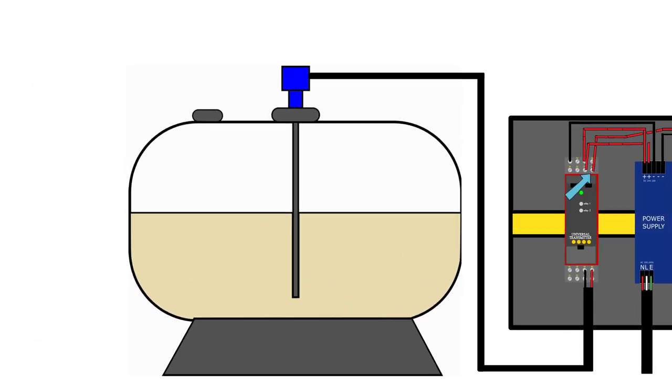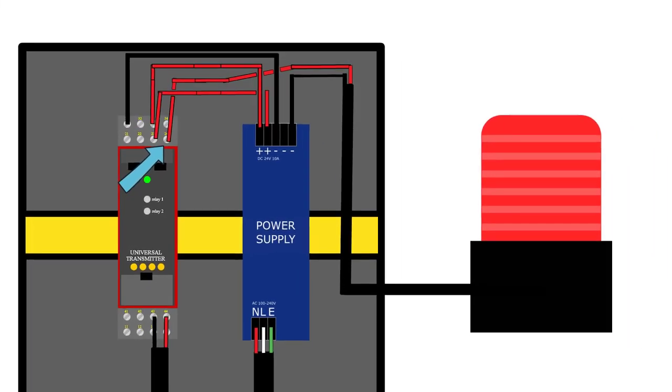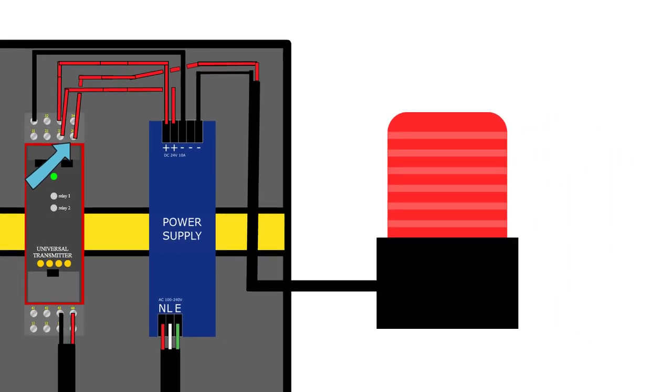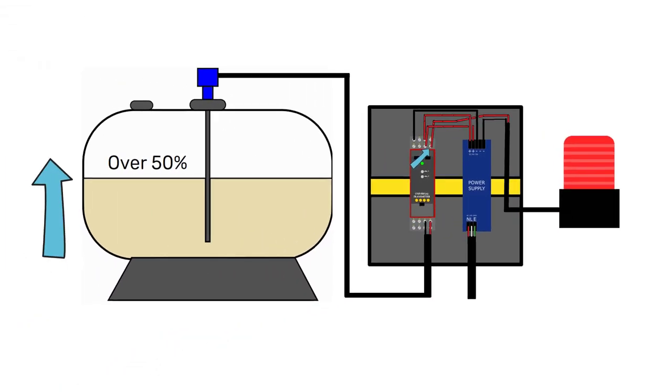Let's go through how this works. When the tanker driver begins filling the vessel, the level transmitter signal starts to rise. When the level gets over 50%, the trip amp closes the contact. The power from our power supply goes through the contact and to the beacon, and the beacon begins to flash, warning the driver the level is getting high.